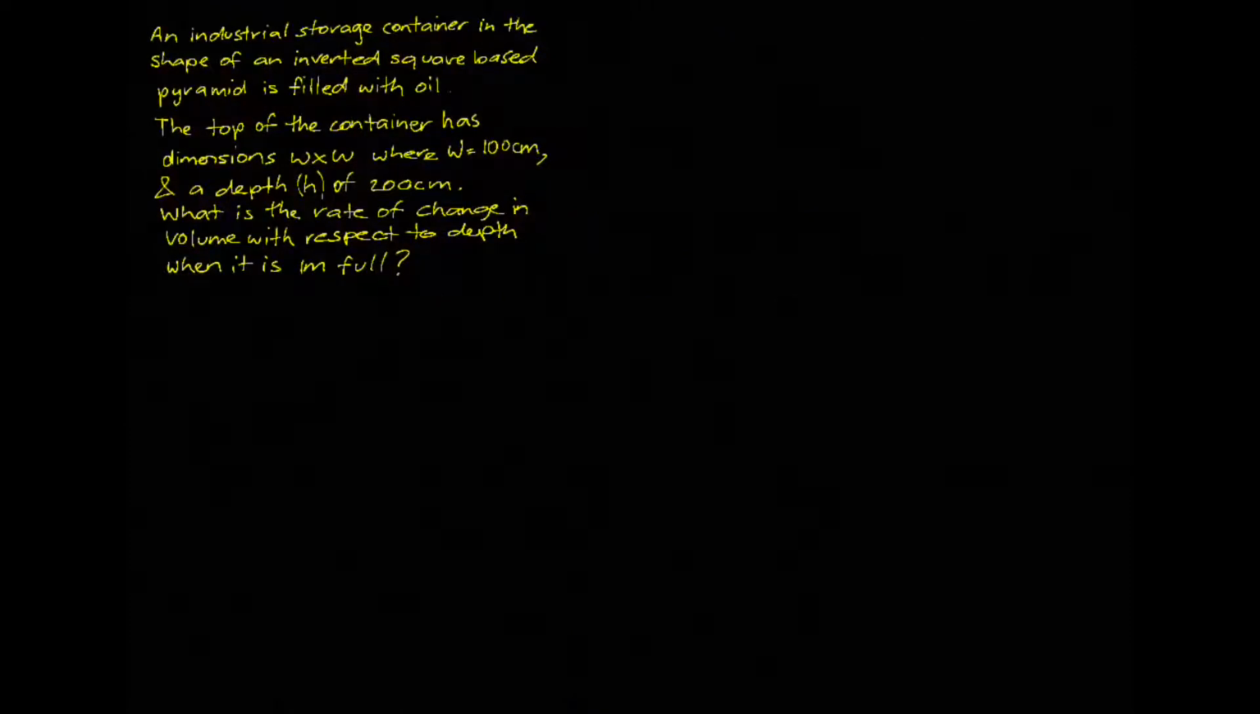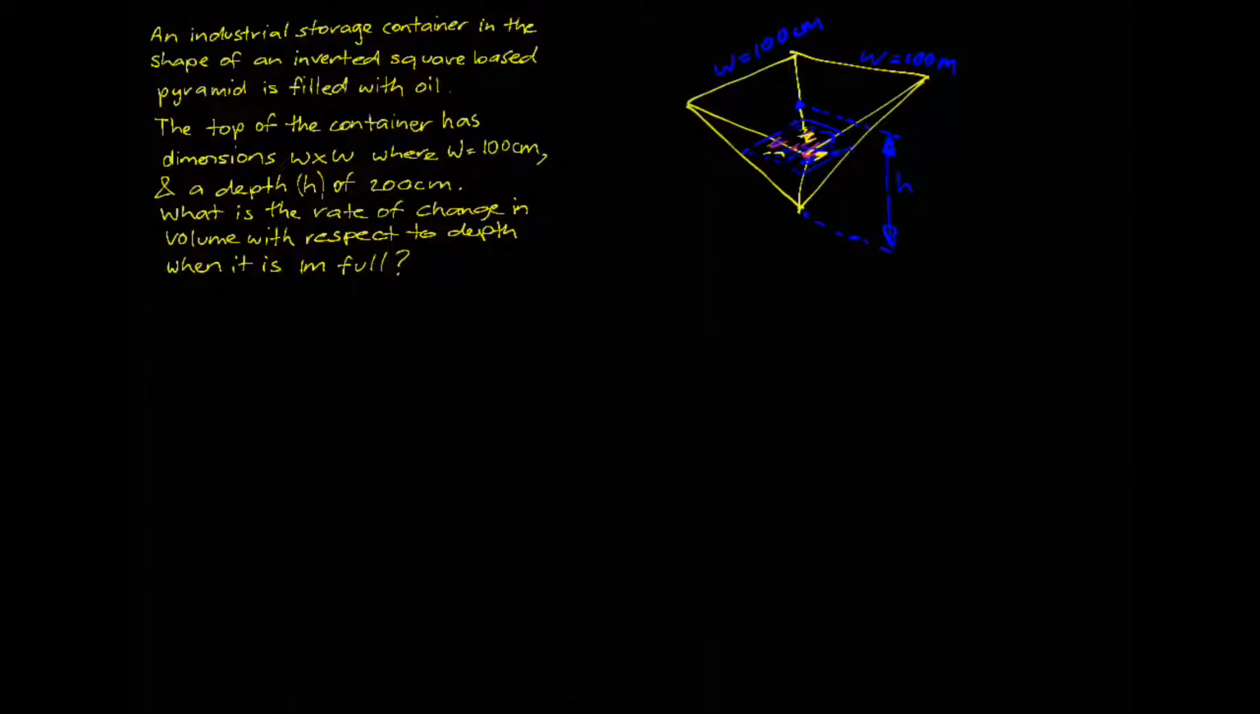Okay, first we draw what we know. So we know it's an inverted square-based pyramid. They've given us the dimensions for the square base, which is 100 centimeters by 100 centimeters, and H equals 200 centimeters. They want to know what the rate of change in volume is with respect to depth, H. So we want to get a relationship of volume of this liquid inside the base of the pyramid with respect to the height as the depth of the oil increases.